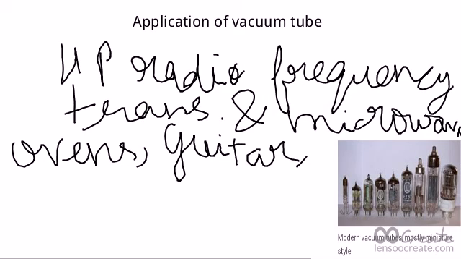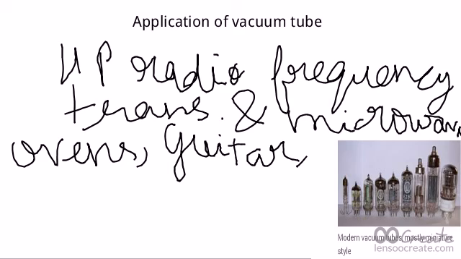Vacuum tube devices like X-ray tubes, cathode ray tubes, etc. found uses and applications in mobile phones, Bluetooth, which is a basic need now. So these X-ray tubes and cathode ray tubes are all vacuum tube devices.